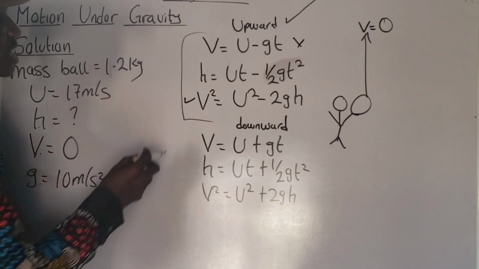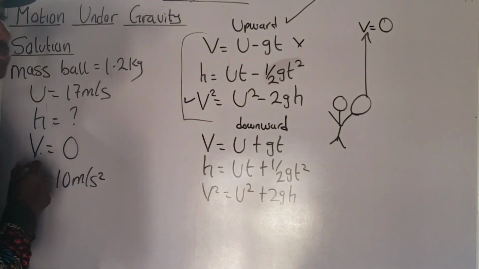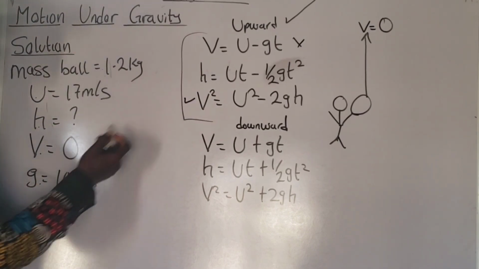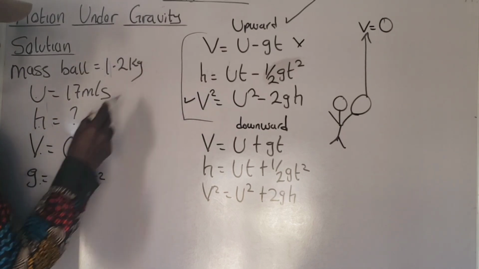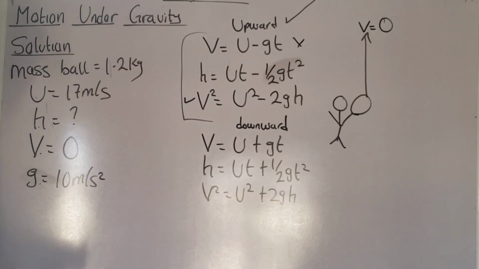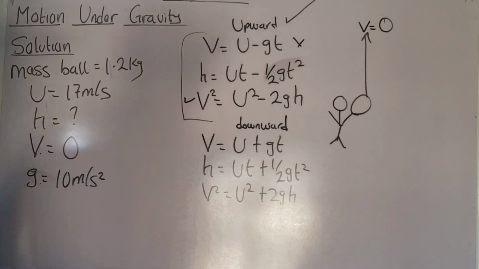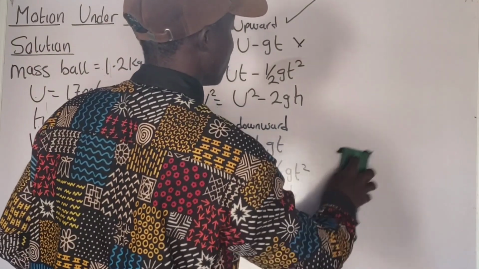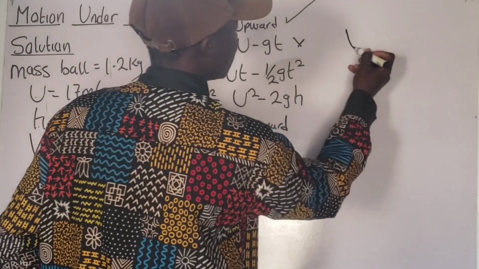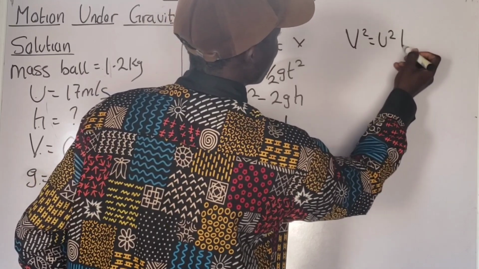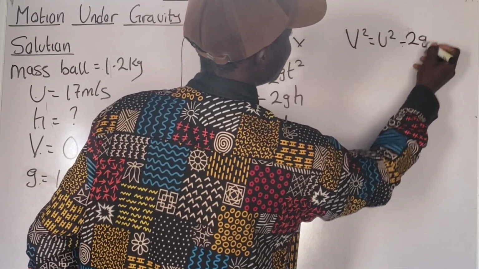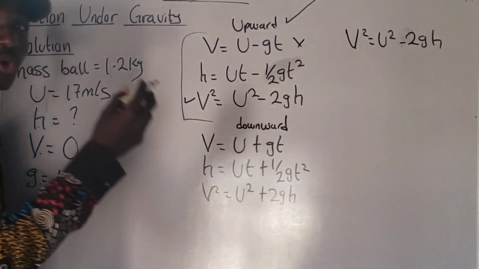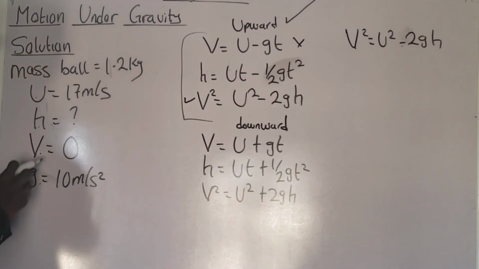The reason is that in equation 2, we are not given the time, and time is another parameter present in equation 2. So I'm going to use the third equation. Using the third equation, we have v squared equals u squared minus 2gh, negative because the body is moving upward, against gravity. Now v is 0.